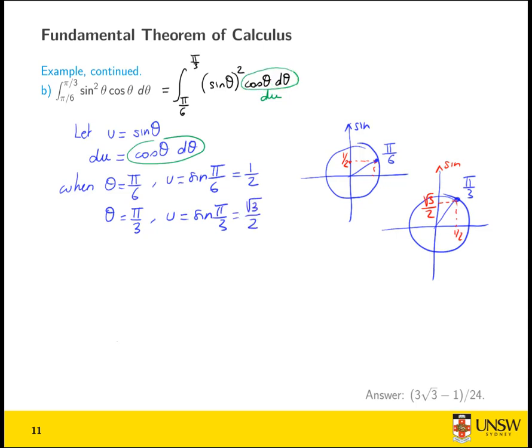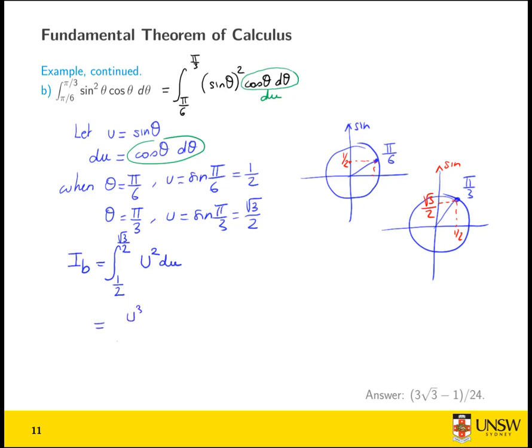Let's rewrite the integral using u only. So that's the integral in question B. Sine theta squared is u squared. Cosine theta d theta is du. When theta is pi on 6, that's the endpoint at the bottom, u is a half. And when theta is pi on 3, that's the one at the top, u is square root of 3 over 2. We may now use the fundamental theorem of calculus.